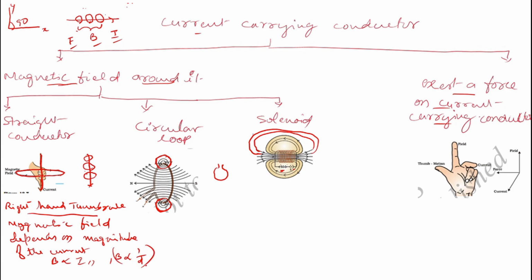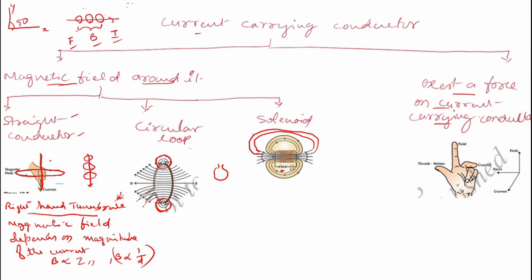Suppose if you increase the distance, the magnetic field will reduce. That is the meaning. So one thing you have to remember, the right hand thumb rule is very, very important. They may ask questions on this. It is concerned only for a straight conductor. Don't confuse.